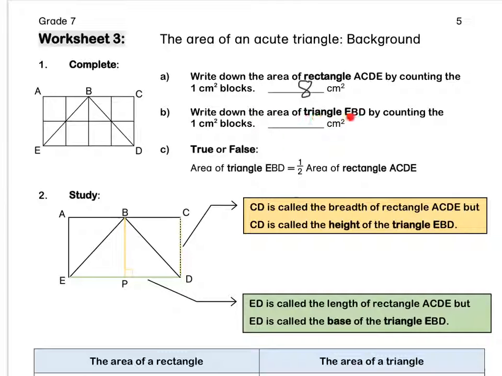Write down the area of triangle EBD by counting the 1 centimeter squared blocks. We have 1, 2 full blocks, a half and a half, which gives us another full block, and then a half and another half, which gives us another full block. So in total, we have 1, 2, 3, 4 centimeter squared blocks. C, true or false, the area of triangle EBD is exactly half the area of the whole rectangle. 8 and 4, we can see that this is true.